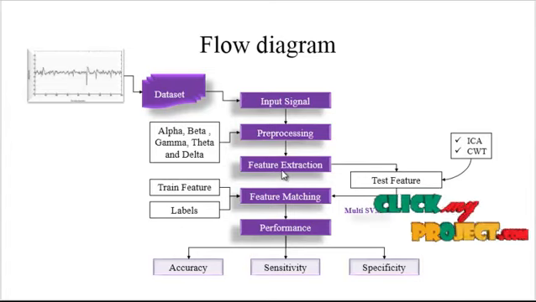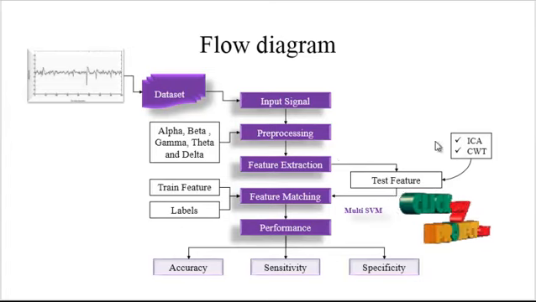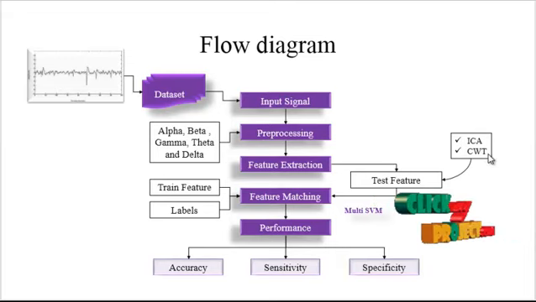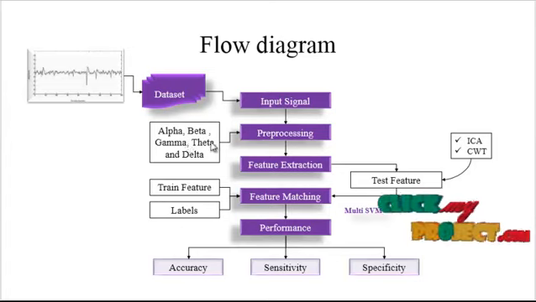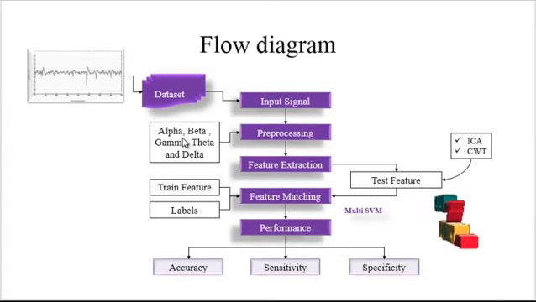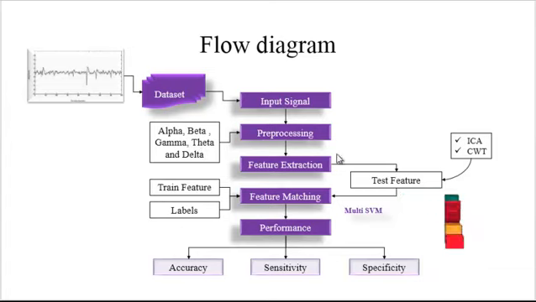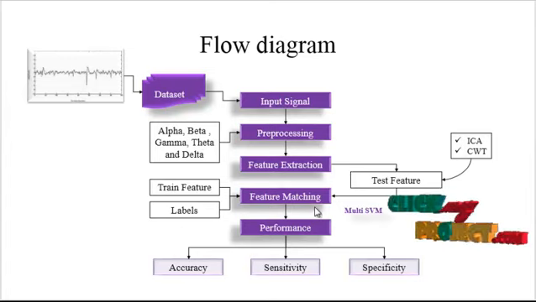In this feature extraction step, we have two kinds of algorithms named ICA and CWT. By using the ICA and CWT, we are going to extract the features from the alpha signal, beta signal, gamma, theta and delta signals. So ICA is applied for these 5 signals, then CWT is applied for these 5 signals. After applying these, we extract the features, then we go for the feature matching process.